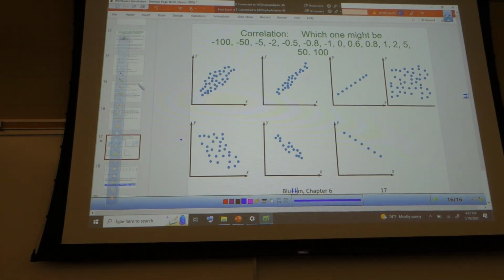All right, which one's 100? None of them. Remember, it only goes up to 1 and down to -1. So these are all impossible. Let's do the easy one first. What's this perfect line? 1. And the one below it? -1. And this one over here? 0. Great. These two are both positive. This one's more like a line, so it's closer to 1. It's 0.8, which means this one's 0.6. And then these two, this one's more like a line, but it's negative, so it should be closer to -1. So it's -1, which means this one's -0.5. Okay, good.